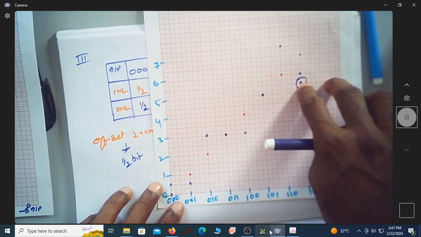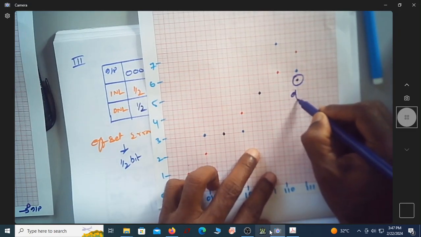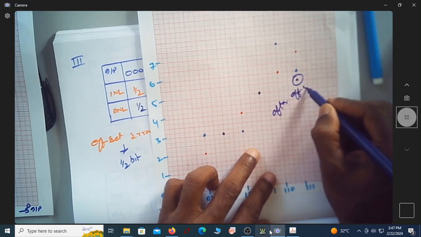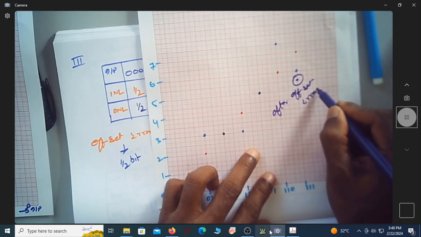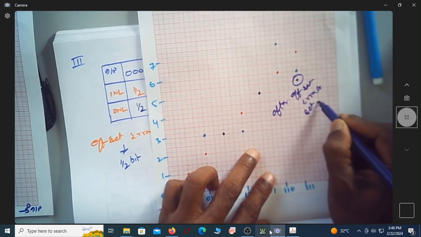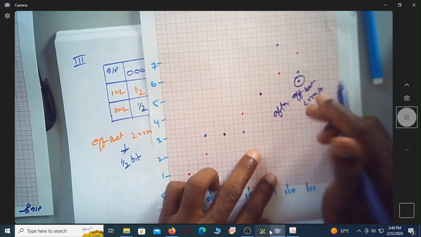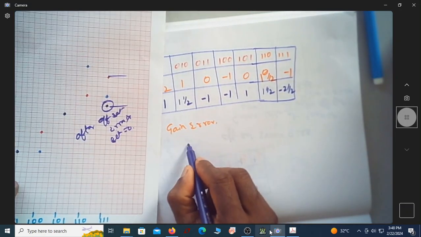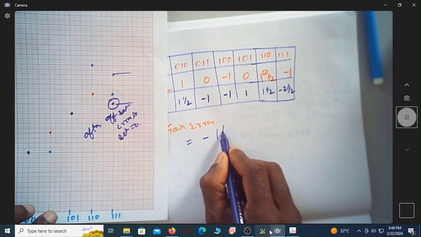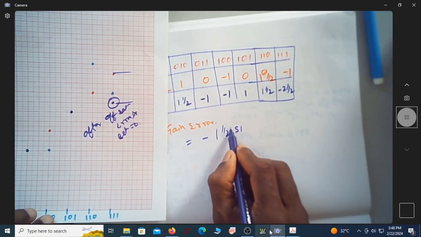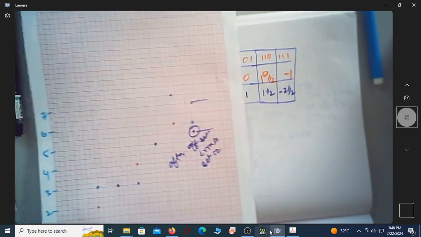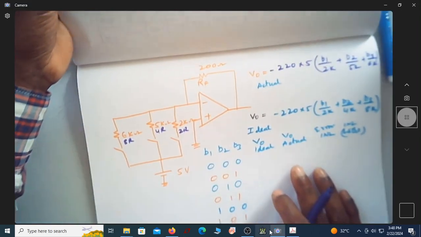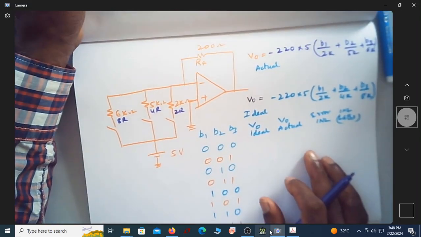Now it actually comes here after the offset error is set to 0. So how much is the difference now? This is actually 1.5 LSB. That is, the gain error is minus 1.5 LSB. This is my gain error. Done.